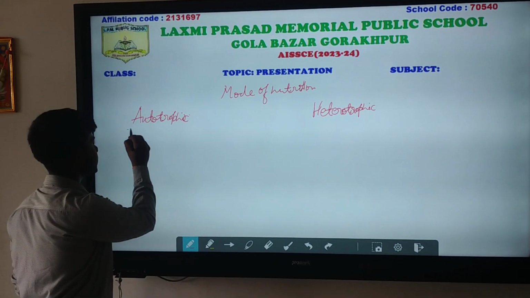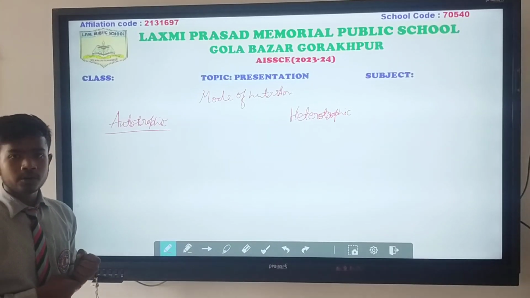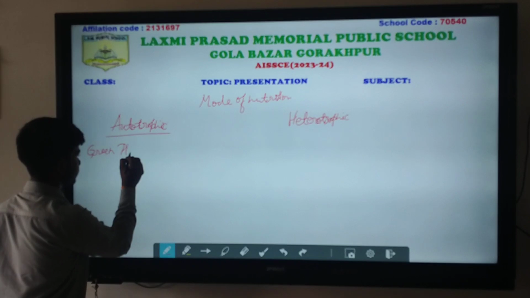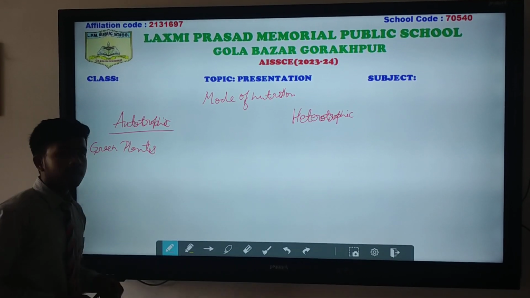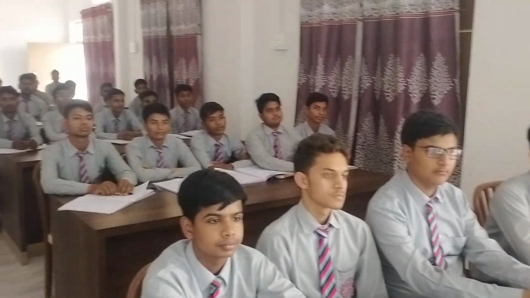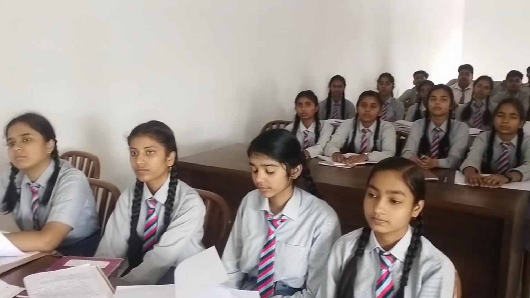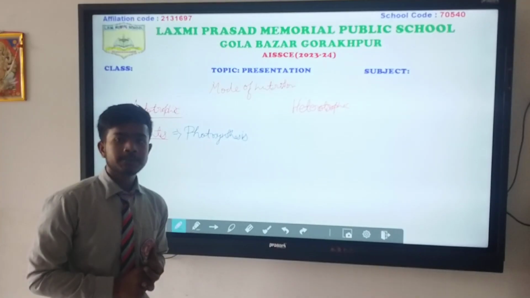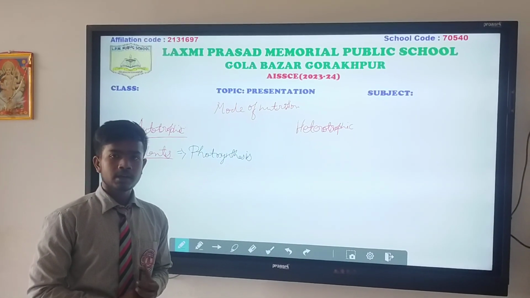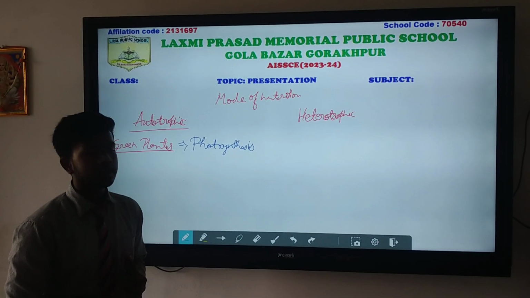In autotrophic mode of nutrition, organisms prepare their own food in their own body, like green plants. They prepare their own food by the process of photosynthesis. In photosynthesis, the plants prepare their own food with the help of carbon dioxide, water, and sunlight, and they absorb sunlight with the help of chlorophyll.